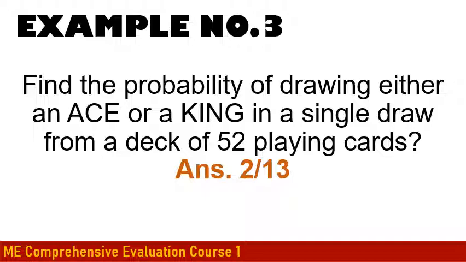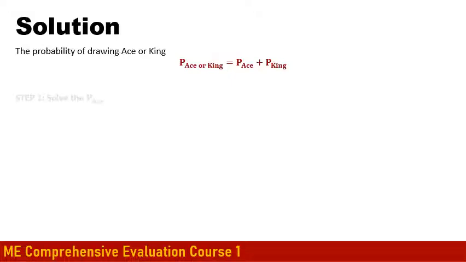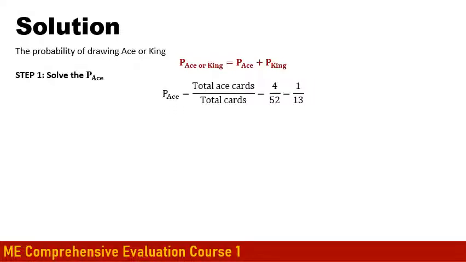So, we will use our definition of joint probability for mutually exclusive events. The probability of drawing ace or king would be the probability of drawing an ace plus the probability of drawing a king. For the probability of drawing an ace, it is equal to the total ace cards divided by the total cards. The total ace cards, if you count it from the deck of cards, is 4. And the total number of cards is 52. That's why the probability of drawing an ace card is 1 over 13.